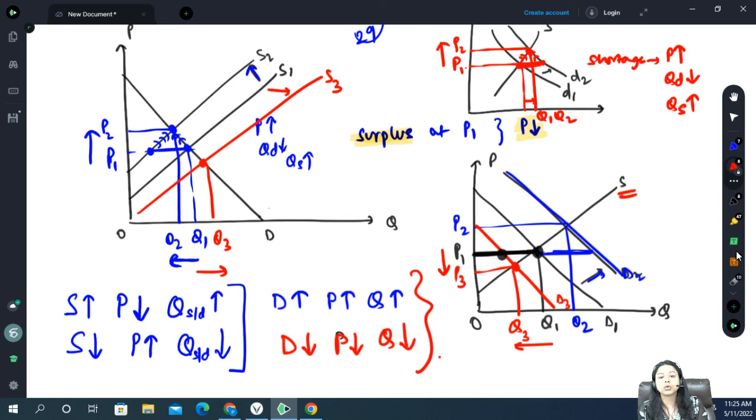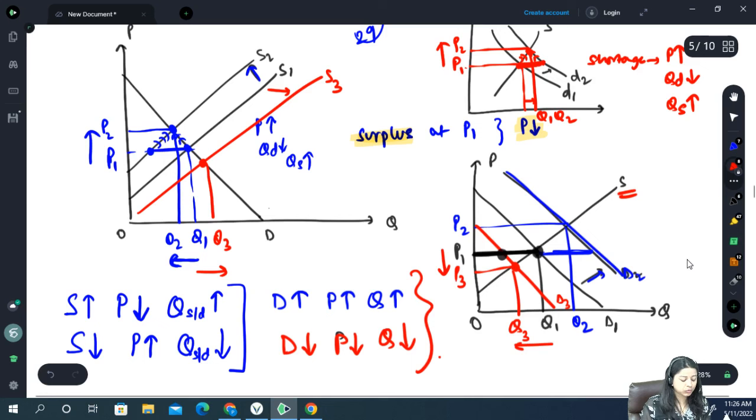Please write this down, very, very important, and it's very, very logical also. If demand is increasing, price will increase, final quantity will increase, people will supply more. In case of demand decrease, price will also decrease, quantity will decrease. In case of increase in supply, price will decrease, quantity will increase. In case of decrease in supply, price will increase, quantity will decrease. Clear? Are these four things clear to you? Please let me know, then we'll move to the next part.